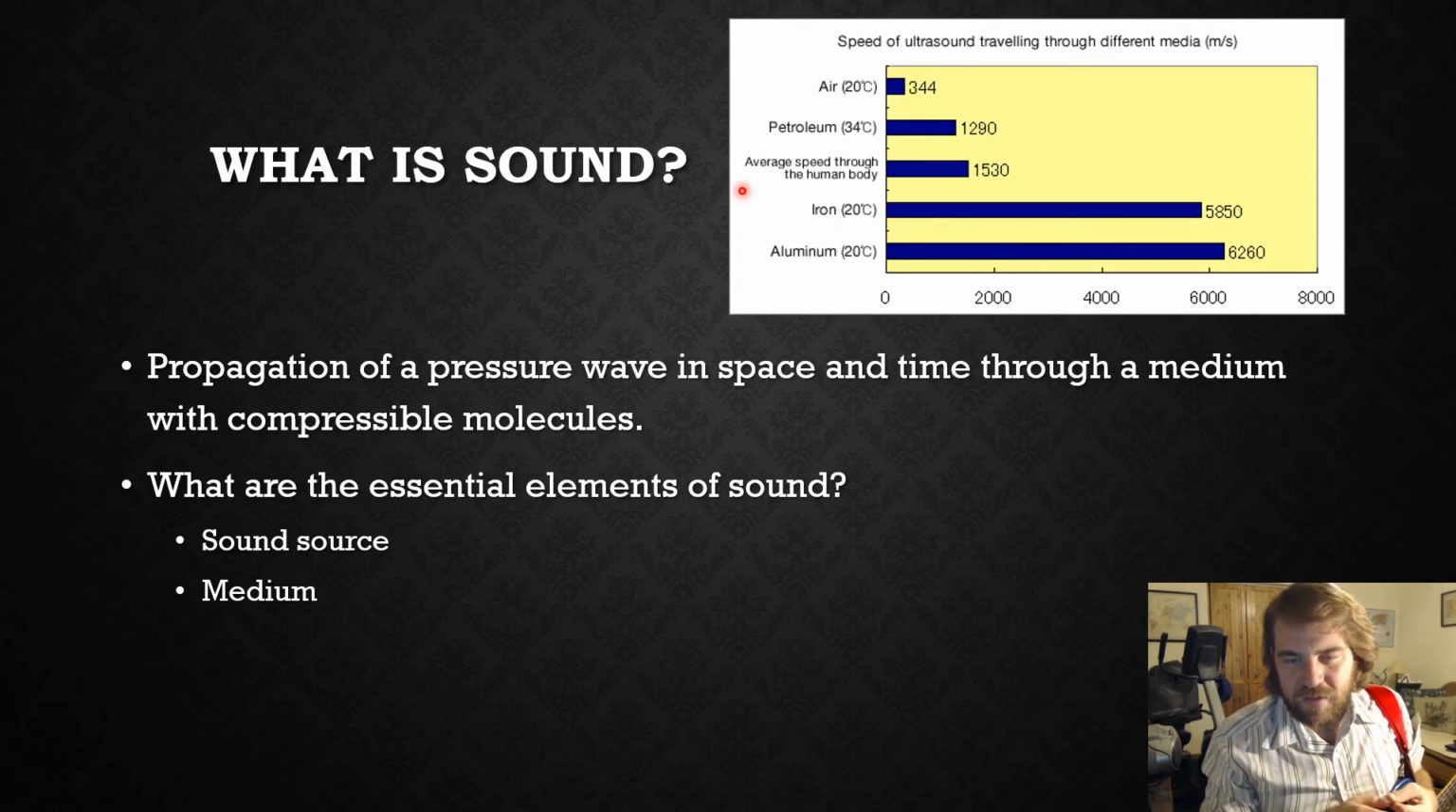And then you can also see the last two on there, iron and aluminum. They also convey sound, and they happen to be a lot faster than either liquids or gases like air.